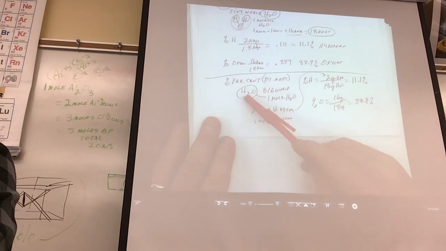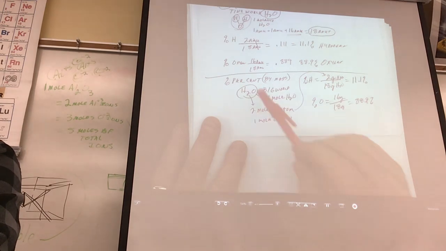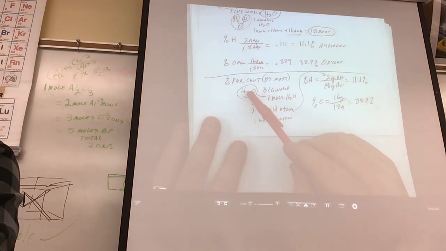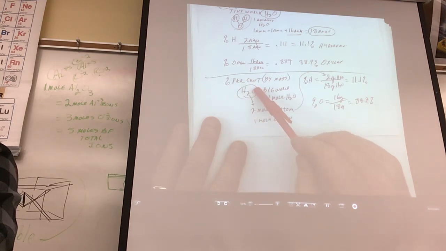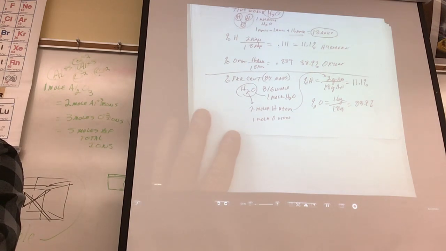And in that case, what's the 2 stand for? 2 grams? No, never. Never. Because formulas are always in the world of number of particles. 2 moles. Right. One mole of water is made up of 2 moles of hydrogen atoms and 1 mole of oxygen atoms. You get that? So what's the mass of 2 moles of hydrogen? 2 what? Grams. Right. And what's the mass of 1 mole of oxygen?